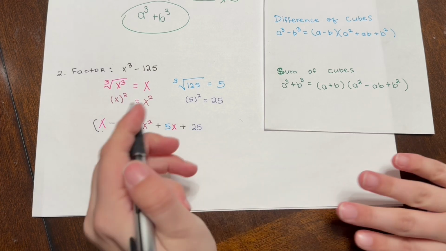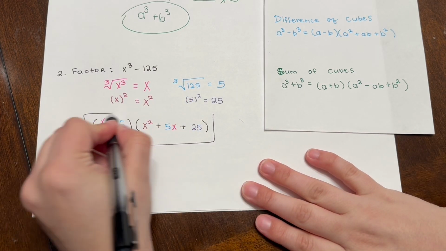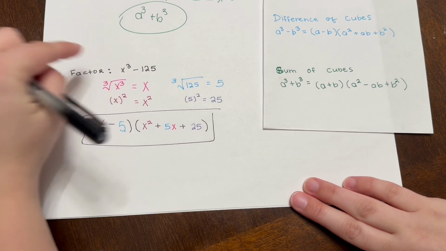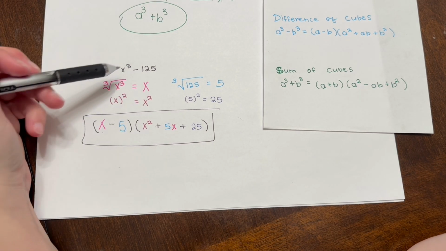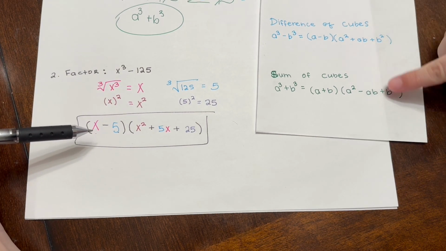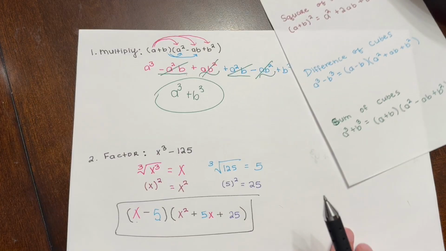And this is the factored version. Okay, if you were to multiply this out, again, like we practiced yesterday, you ended up with x cubed minus 125. So we're following these formulas. Okay, let's try another one.